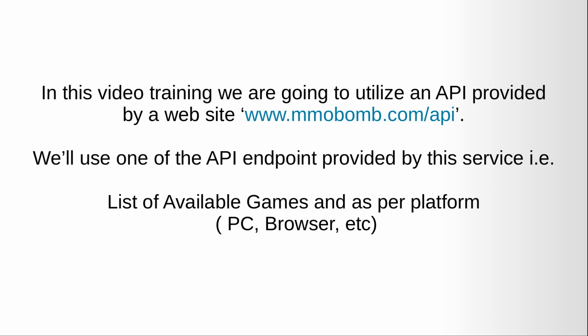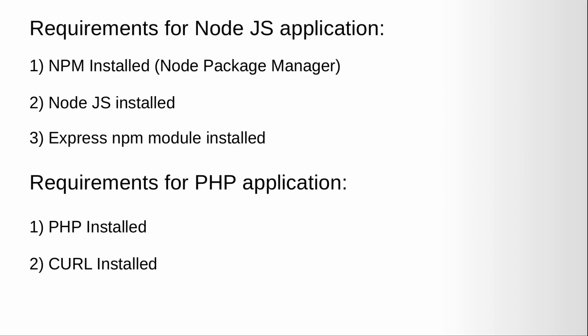So let's get started. As I told you, we are going to utilize an API provided by a website called mmobomb.com/API. We will use one of the API endpoints provided by this service. We are going to list available games as per platform, either PC or browser.